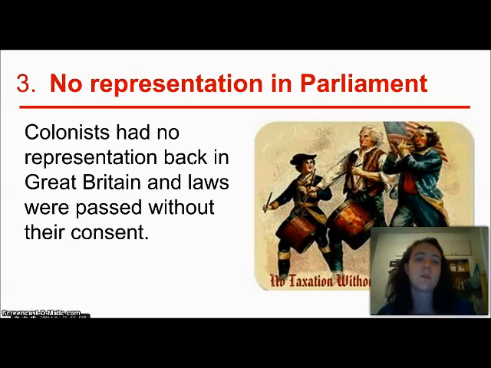The next one is no representation in Parliament. Remember, this is probably the biggest reason that they were upset with Great Britain. And the reason is because with no say-so in their government, they didn't feel like they were considered British citizens. In Great Britain, if you were a citizen there, you had a representative in Parliament, but no one was representing the colonists. And so taxes were being passed, laws were being passed without the colonists having a voice in their government at all. And this was very upsetting. So this is probably the main reason that we see rebellion.